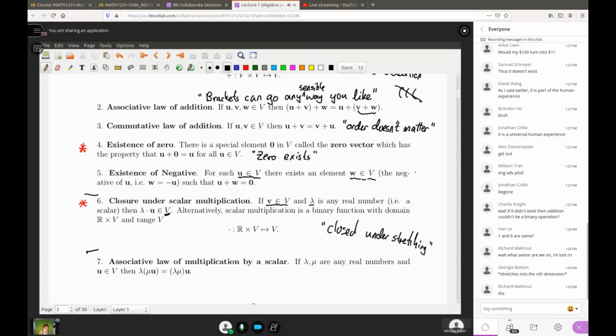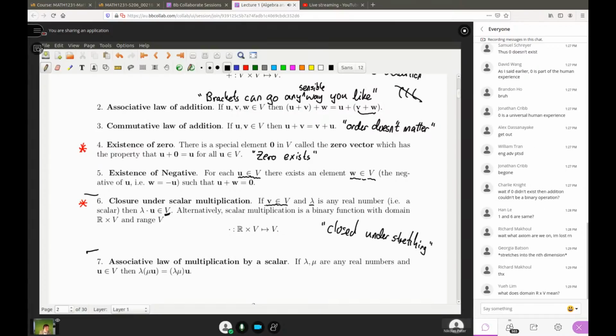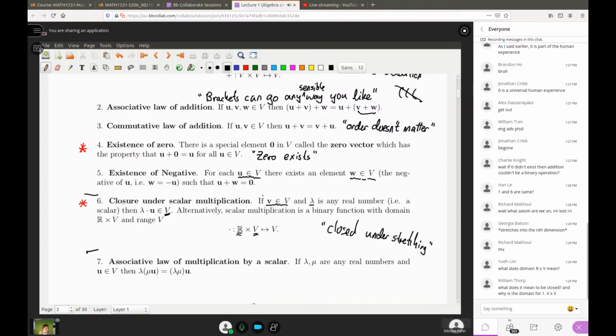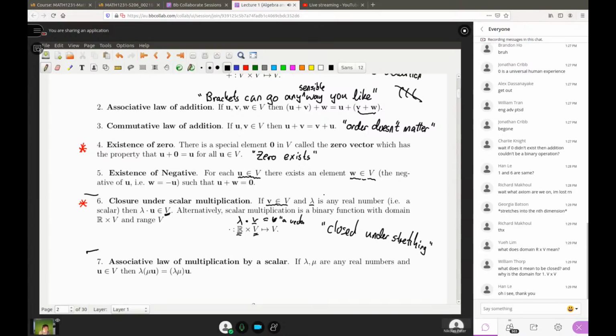So 1 and 6 are both binary operations. Even the type is slightly different here though. So here you don't take two vectors and add them together. You take a scalar and a vector, and you stretch it. The domain here is a scalar and a vector. So you take two things. This is a lambda, and this is a vector, and the product is another vector of the same type. Cool.